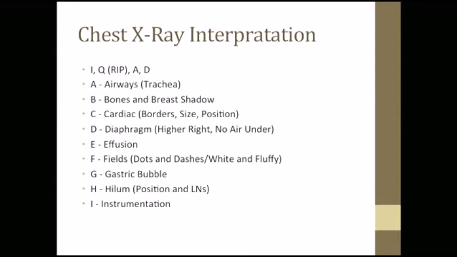And you look at the diaphragm. You look for whether or not there is a raised diaphragm or whether your diaphragm has been denervated. You look for air beneath the diaphragm, which is a sign of a perforated bowel. On E, you look for effusion. So effusion, again, you look for costophrenic angles. You look for meniscus sign. You look for white out of the lung. F, you look for fields.